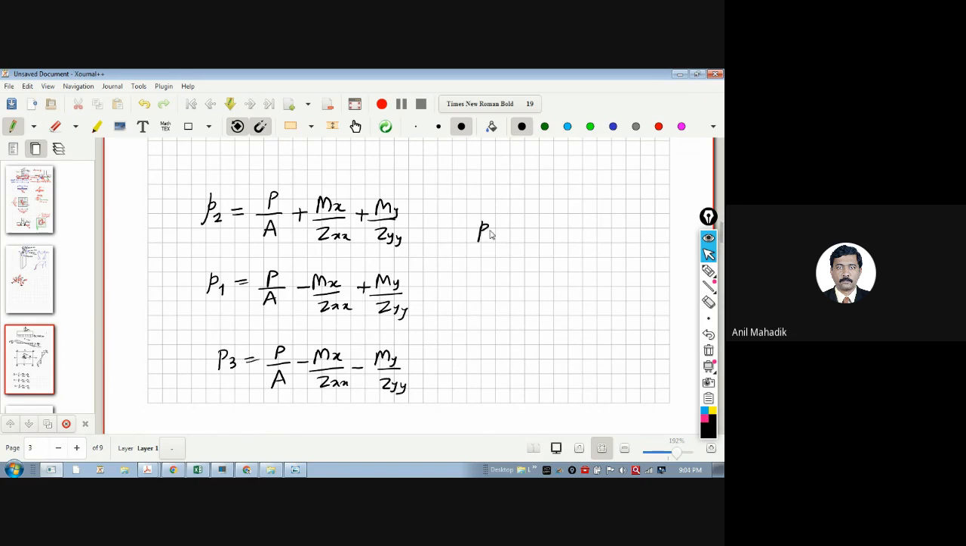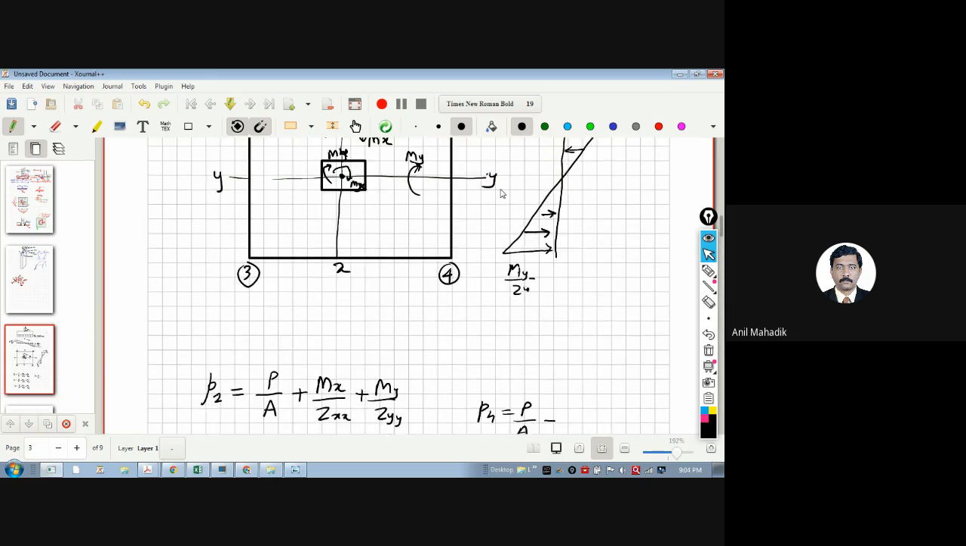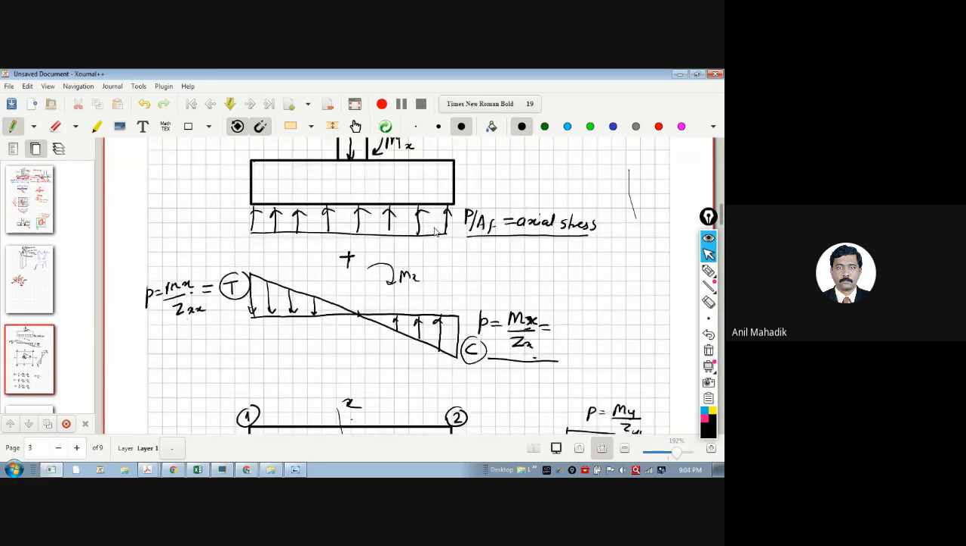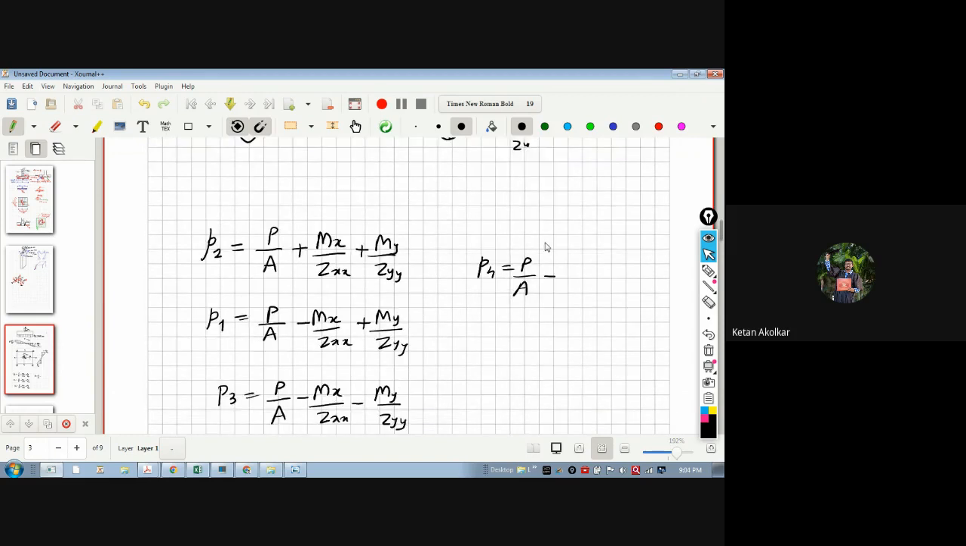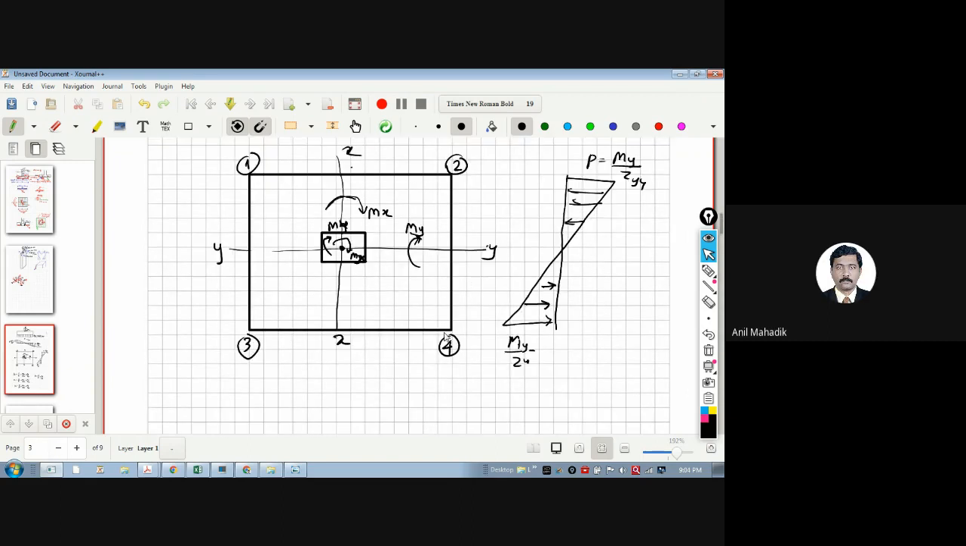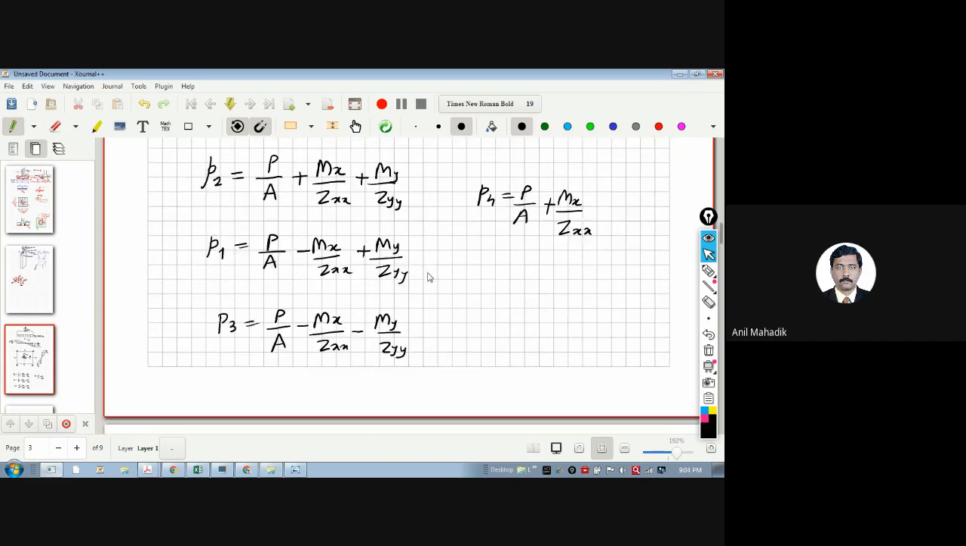And P4, P by A. P4 due to Mx it will be in compression. Yes, sir. And due to My, what will happen to point 4? Tension. Tension, minus.